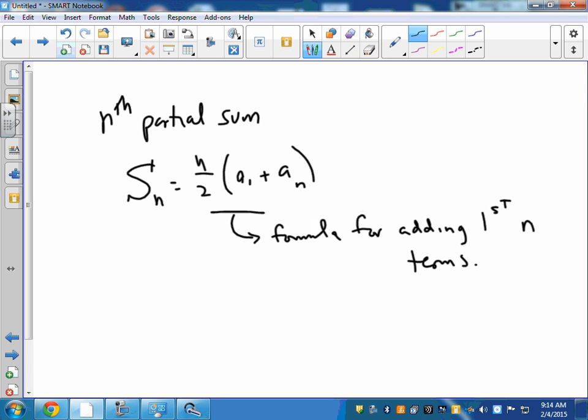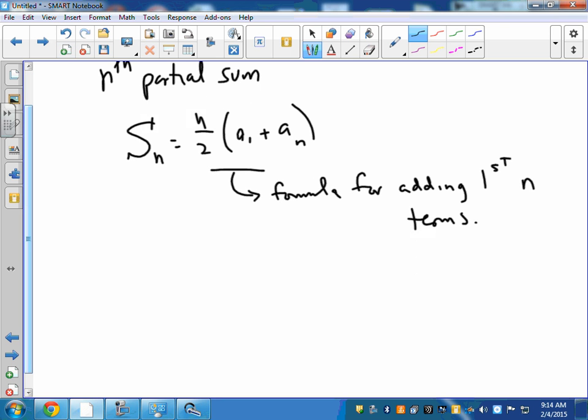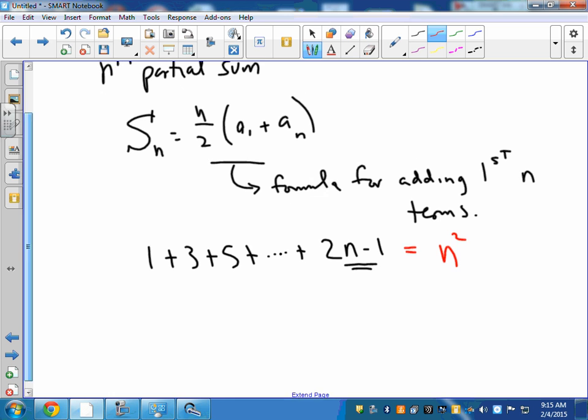And a quick example will sort of drive that home. Let's say we had our odd numbers, 1 plus 3 plus 5. And remember, our nth term generator there was 2n minus 1. That's what we got on the other example. Well, if I were to add these up, I'm going to get a formula, and it's always going to be n squared. And you go, okay, so where did that come from?